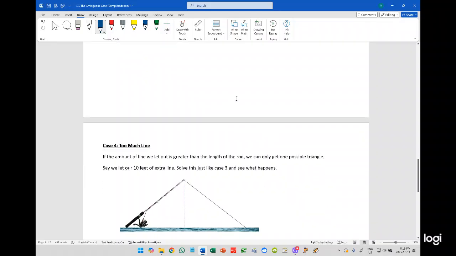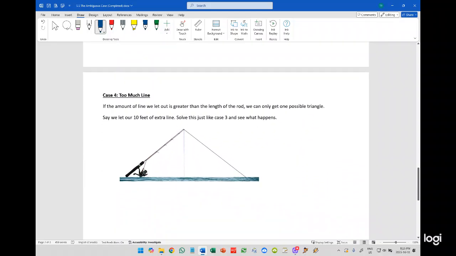And the last one is where we have too much line, and specifically where the amount of line is bigger than the length of the rod. So in this case, we still have the 30-degree angle, the 8-foot rod, and this time I said there's 10 feet of line. Now I'm going to make a little bit of a mess of my diagram for a moment, but I'm going to erase it to explain why this isn't a problem. We'll see mathematically why it's not a problem, but I want to show you logically why it's not.